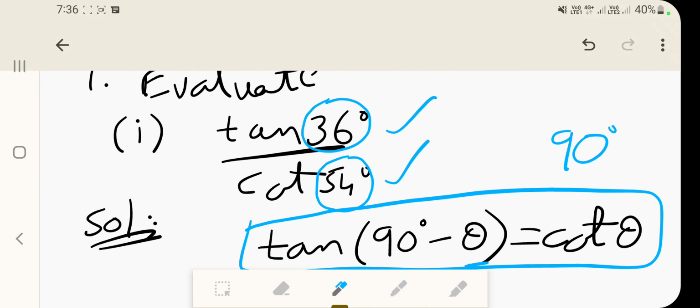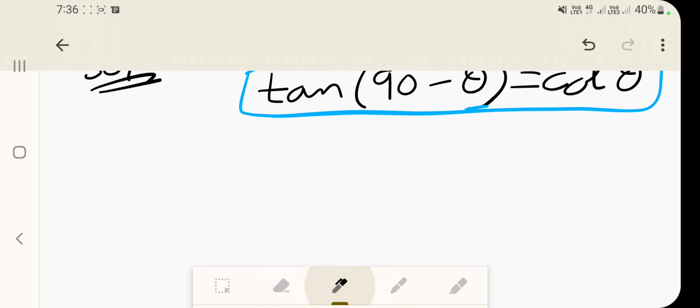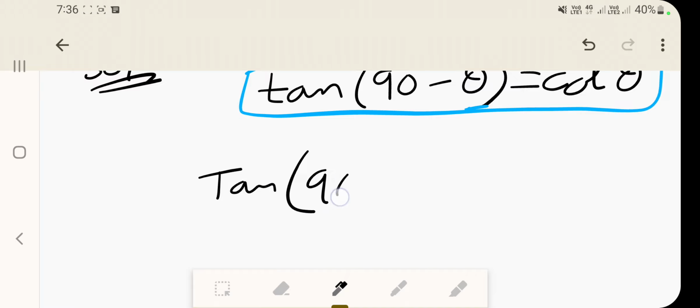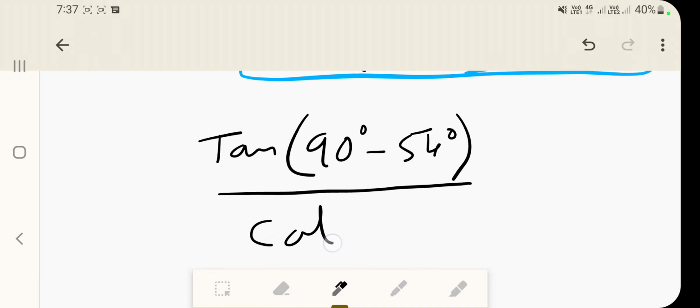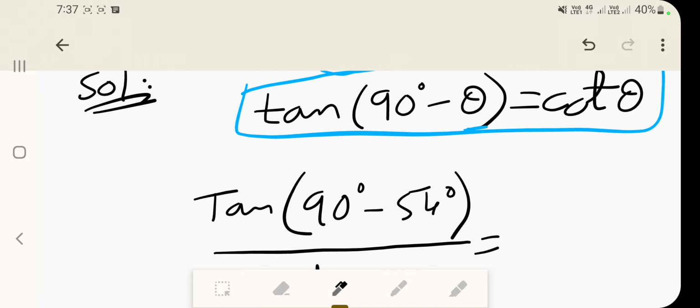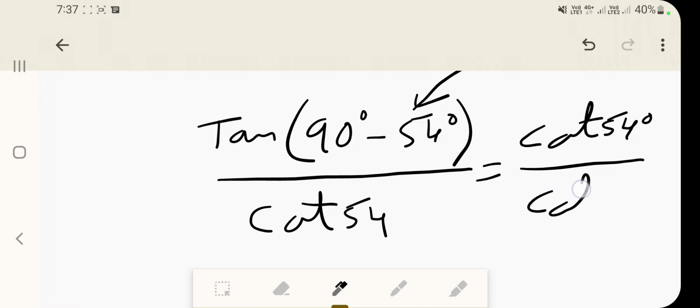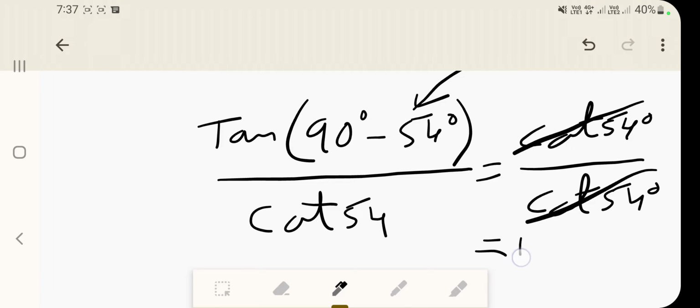Now in the numerator we have tan 36. We can write it as tan(90 minus 54) degrees, since 90 minus 54 is nothing but 36. In the denominator we have cot 54. From the formula tan(90 minus theta), theta here is 54 degrees, so we can write it as cot 54 degrees. So cot 54 divided by cot 54, we can cancel the numerator and denominator and we get 1. This is very simple.